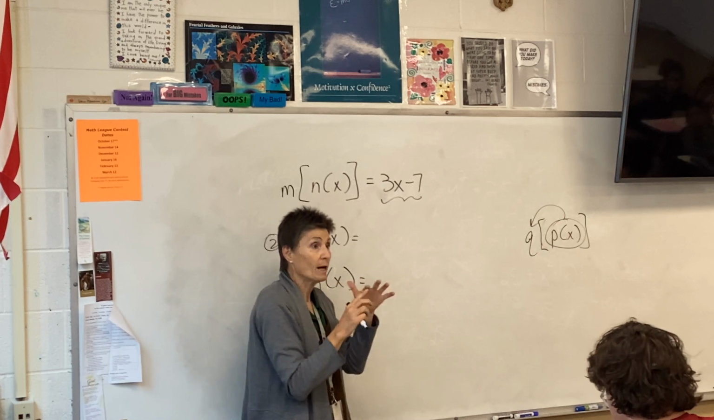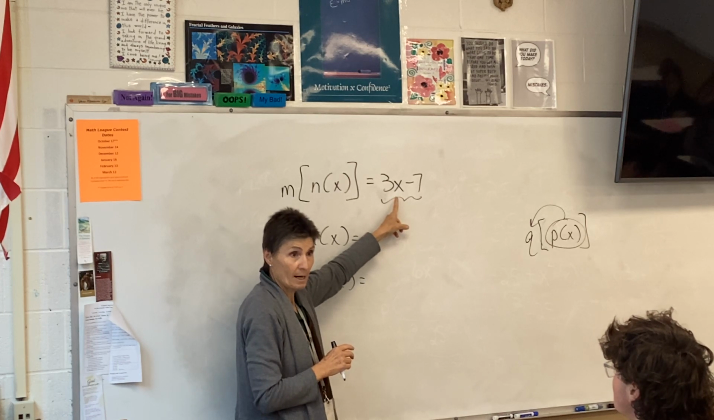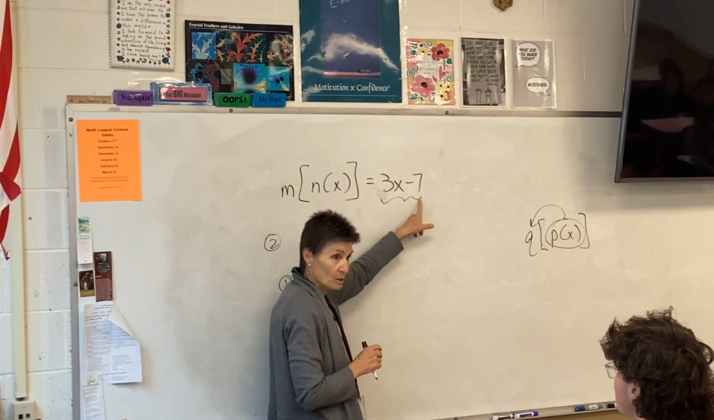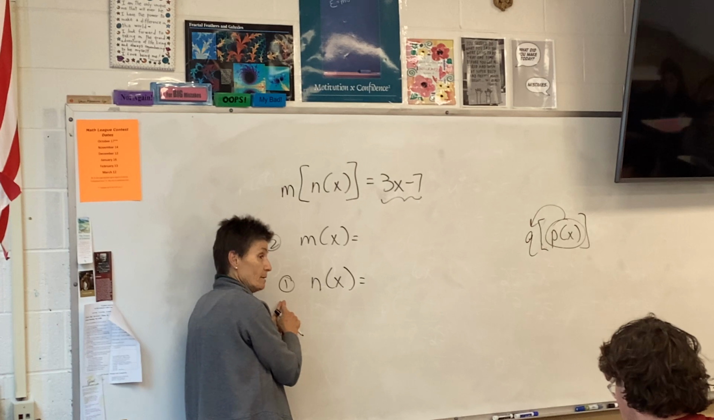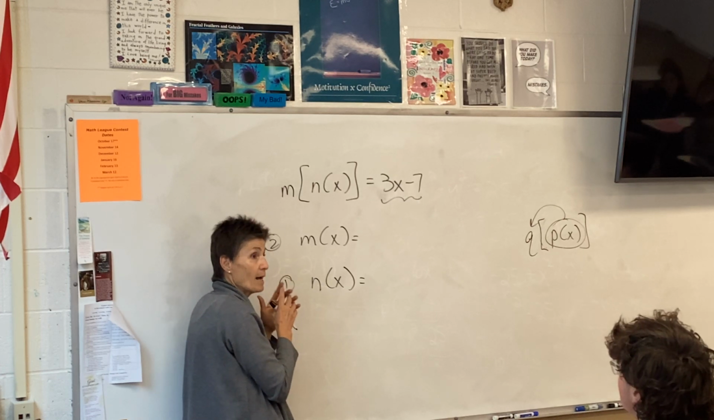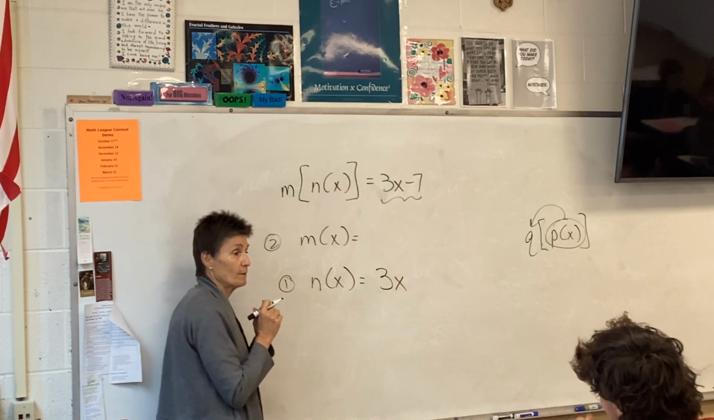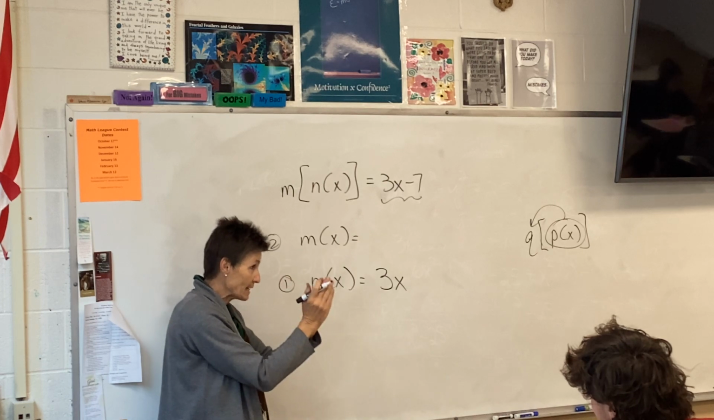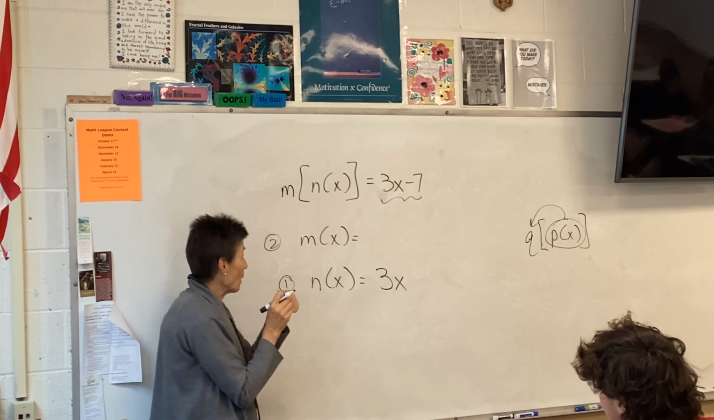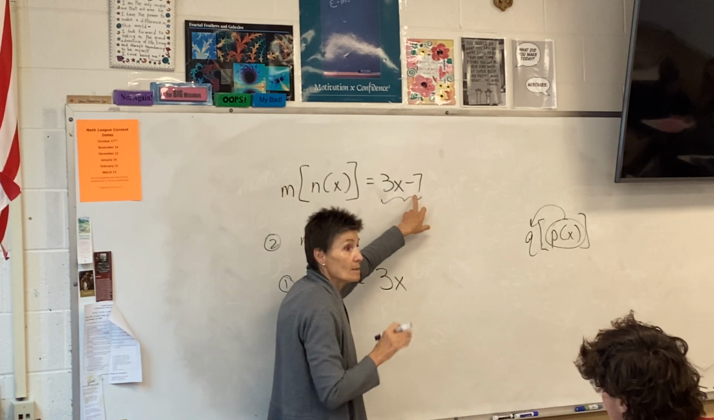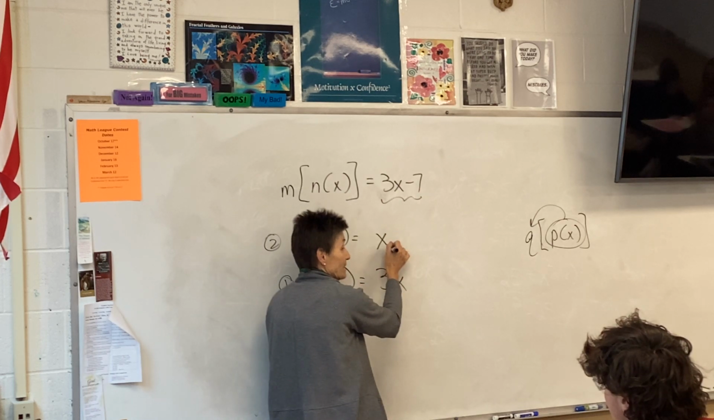If I said plug in 5, what is the first thing you would do to 5? Multiply it by 3. And then the second thing you would do is subtract 7. So the first function is the function that times us by 3. That's 3x. It takes whatever you feed it, an x value, and times it by 3. Now what does the second function do? Subtract 7. Now here's where we get messed up if we're not careful. Whatever you feed it, minus 7.